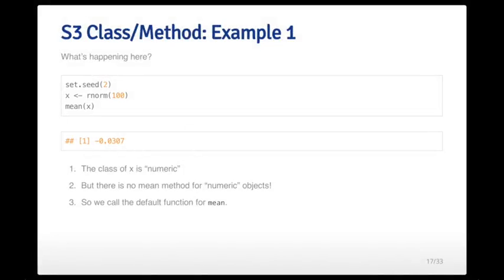So here's a simple example of an S3 class and method. In the top here, I'm generating some random normal data, and I'm calculating the mean. Here the mean is minus 0.0307. That's not particularly complicated, but there's actually a lot of stuff going on behind the scenes.